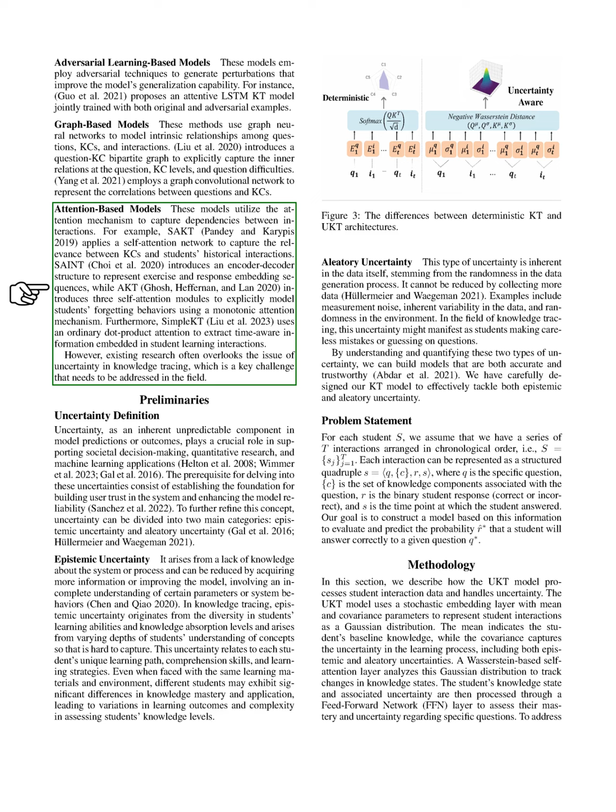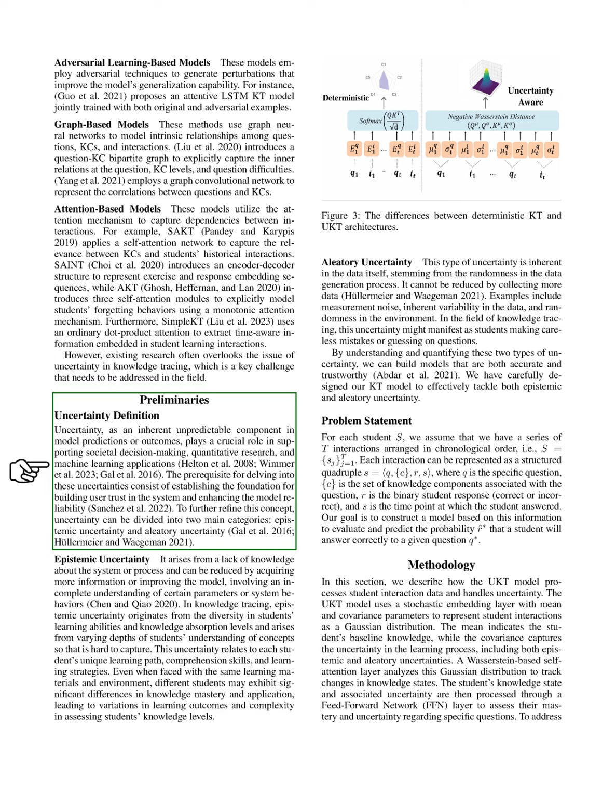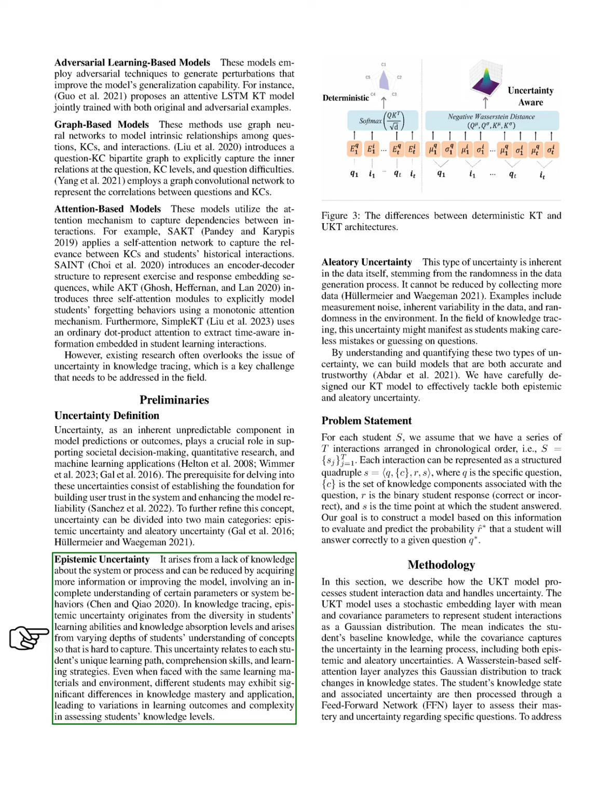However, existing research often neglects the uncertainty in knowledge tracing, which is a significant challenge we need to address. We define uncertainty as an unpredictable element in model predictions, crucial for decision-making and machine learning. Understanding uncertainty helps build user trust and improve model reliability. We categorize uncertainty into two types, epistemic and aleatory.